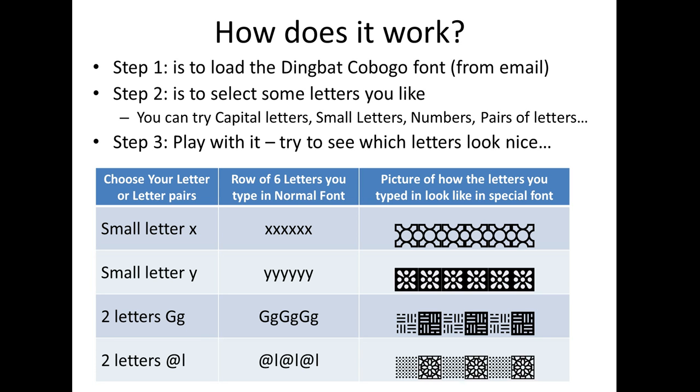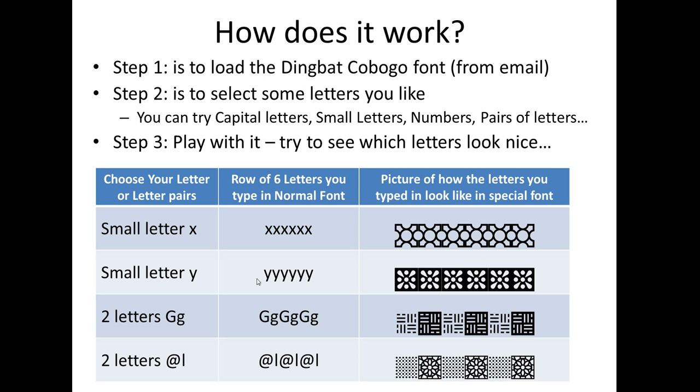Now, step 2 is to start using your creativity and select some letters that you like. You can try capital letters, small letters, numbers, pairs of letters. Play with some things and see what you like. For example, I like the letter little x, so I put XXXXX, and when I put that, you will get a printout that looks like that. This is the kind of picture you will get.